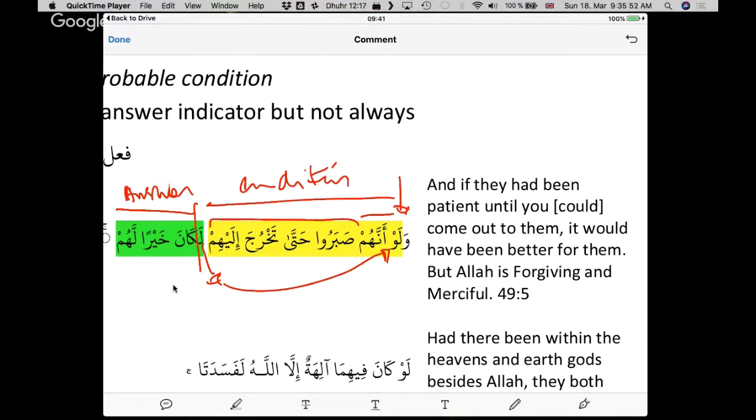If it was "if they are patient until you come out," then it means the thing can still happen. But if you're saying "if they had been patient until you could come out to them," it means they have already made that mistake. They were there and they were not patient. And then after the event happened, this condition comes out: it would have been better for them. But now nothing can be changed. So it's an impossible condition that will ever come true, because they have done this. The consequence has happened, but now Allah is telling them, if you had done it that way, this would have happened to you. If they had been patient until you could come out, it would have been better for them.